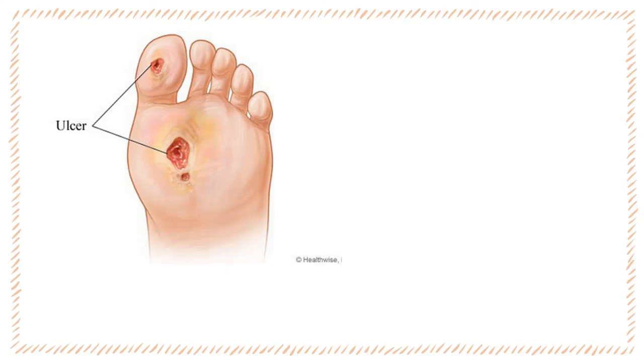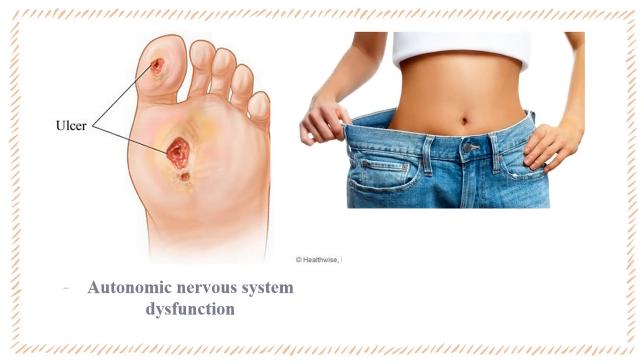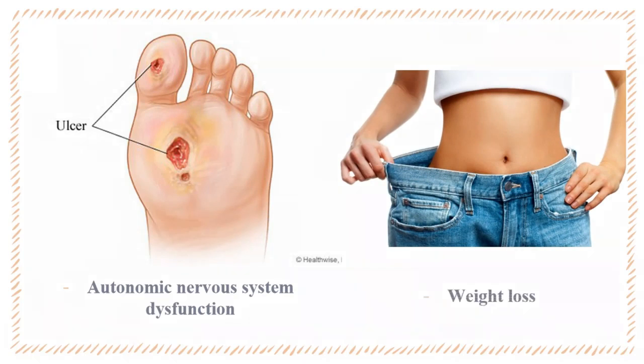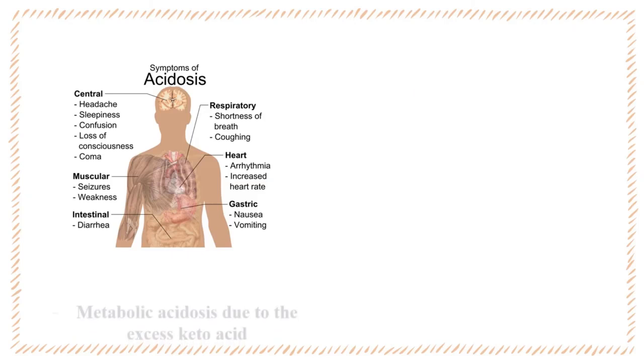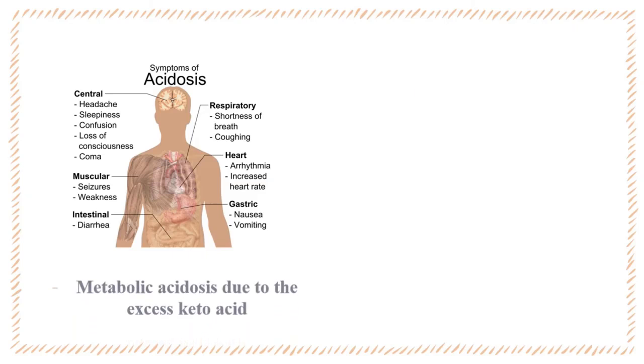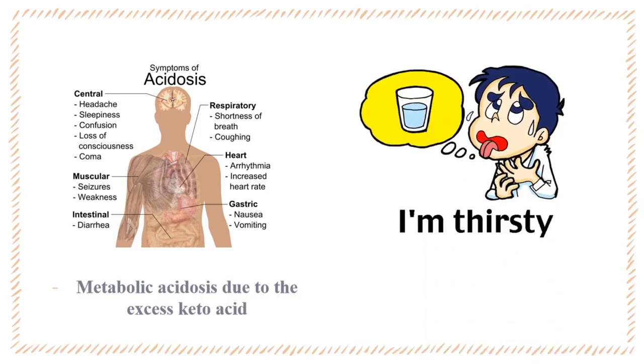The last symptoms of diabetes are autonomic nervous system dysfunction, weight loss, metabolic acidosis due to the excess fatty acid, and thirst.